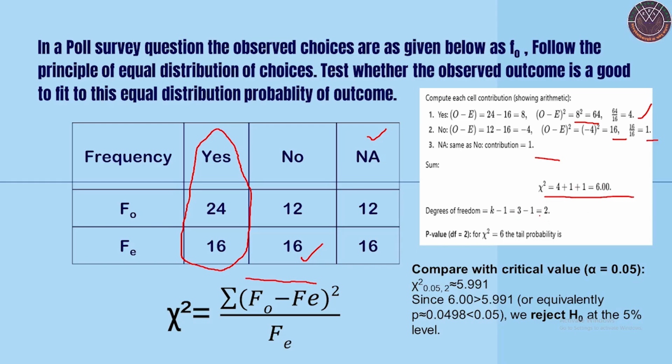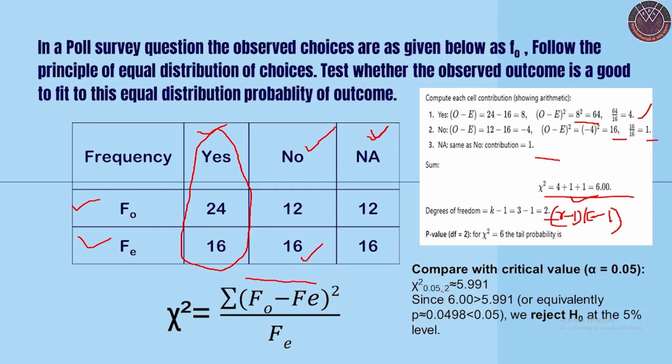Now the formula for degrees of freedom is row minus 1 multiplied by column minus 1. Here rows are 2, so 2 minus 1 is 1, and columns are 3, minus 1 is 2. So 1 into 2 is 2, which is the degrees of freedom. Another formula is given as 3 categories of responses minus 1, which is 2, but this is the general formula: row minus 1 multiplied by column minus 1.